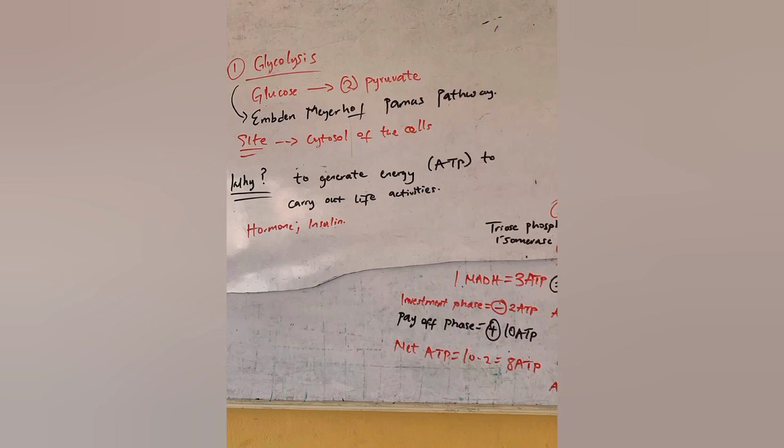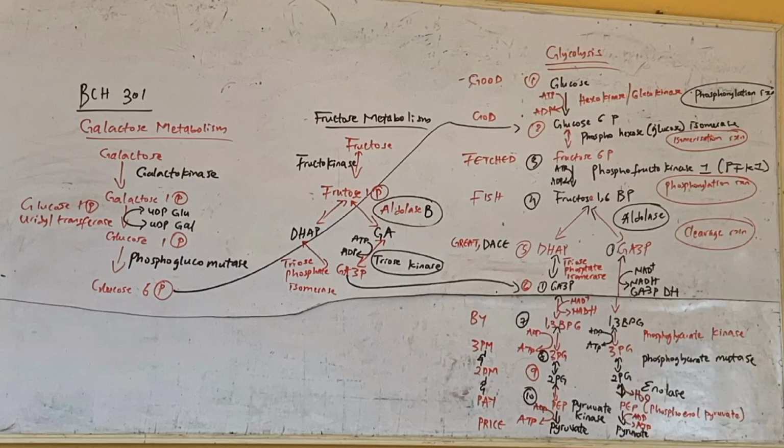In the presence of oxygen, pyruvate enters the Krebs cycle and is converted into 32 molecules of ATP in the electron transport chain. In the absence of oxygen, the pyruvate is converted to lactate by the enzyme lactate dehydrogenase. Glycolysis involves 10 enzymatic reactions, and these 10 enzymatic reactions are divided into the preparative phase, which is also known as the investment phase, the cleavage phase, and the payoff phase. Alright, let's start with the steps.